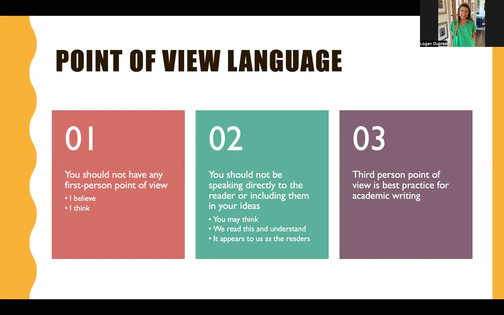Secondly, you should not be speaking directly to the reader or including them in your ideas. So you don't want to say things like, "You may think, we read this and understand. It appears to us as the readers." Again, that brings me to my third point, and that is third person point of view. That is wise and best practice for academic writing, particularly in any kind of research essay or any kind of literary essay.